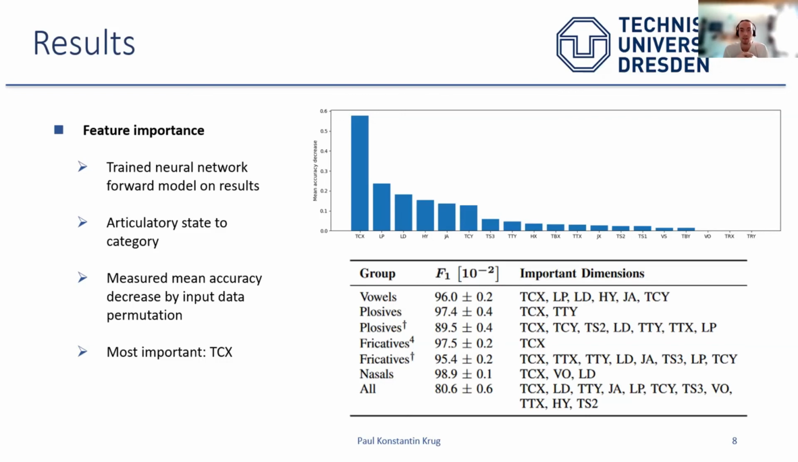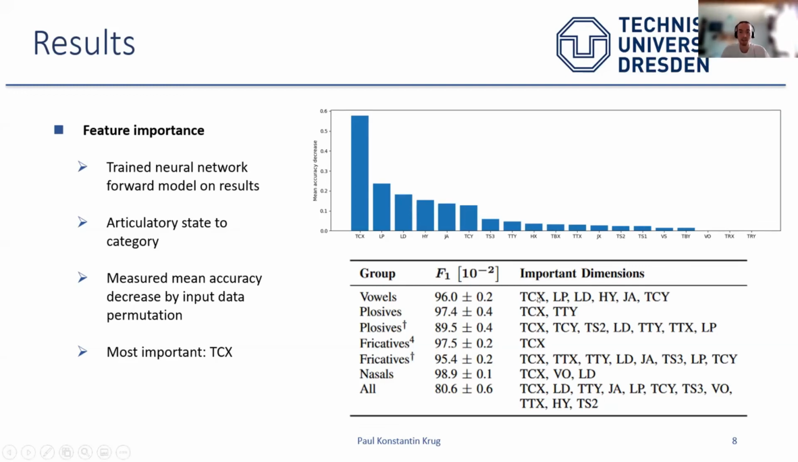And then I calculated the feature importance by basically randomly shuffling the input matrix and seeing how the prediction accuracy decreased. And I grouped the articulatory states into vowels, plosives, voiceless plosives, fricatives, voiceless fricatives, nasals, and all of them together, and trained separate models. And then I would calculate the important dimensions by basically ordering them after the accuracy decrease. And then I would calculate the knee point in that curve, which is the point of the highest curvature, and all dimensions below that would be the important ones, and the others would not count as important.